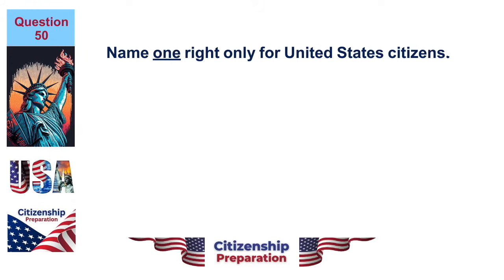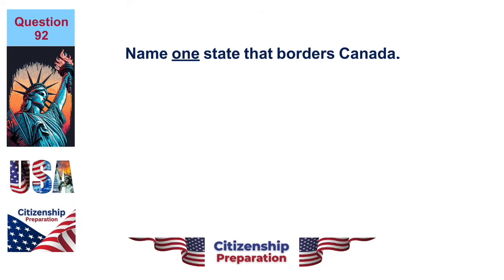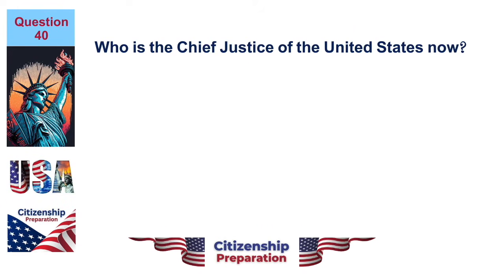Name one right only for United States citizens. Vote in a federal election. Name one state that borders Canada. New York. Who is the Chief Justice of the United States now? John Roberts.